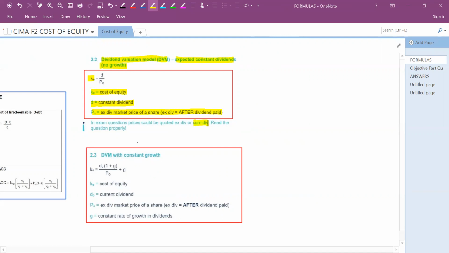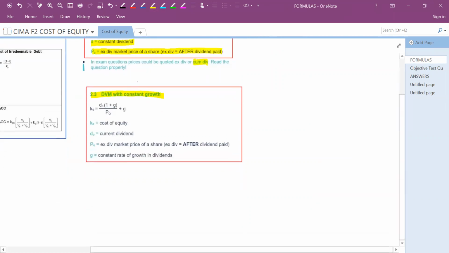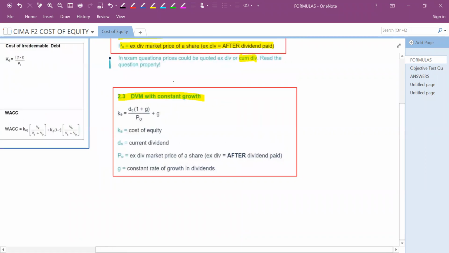Now, many shareholders demand constant growth in their dividends. The DVM formula that enables us to work out the cost of equity for scenarios where there is dividend growth is the one that you're given in the exam. Now, it might look slightly different here for the moment. Cost of equity is D0, which is generally the current dividend, multiplied by 1 plus G, where G is the rate of growth expected in dividends, divided by P0, the ex-dividend share price again, plus G.